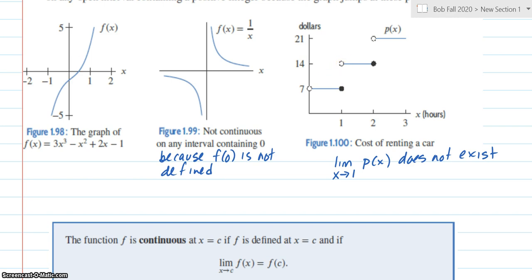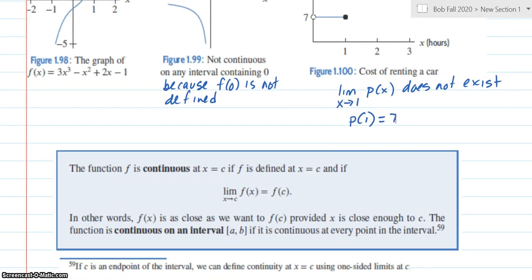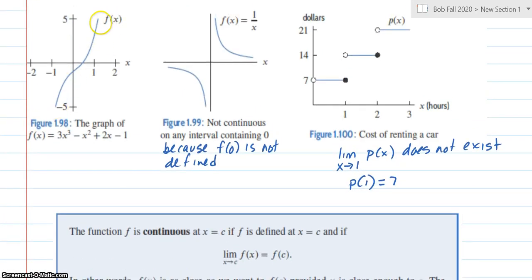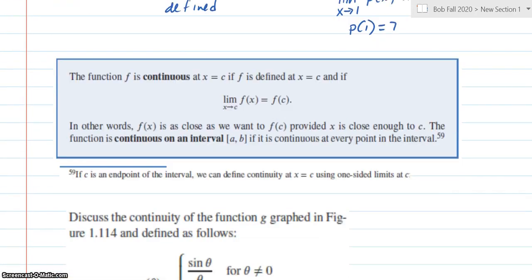That is going to be discussed more in the next section when we talk about left and right side limits. Because the left and right side limits exist, but the actual full limit does not exist. So obviously, it doesn't equal p of 1. P of 1, by the way, is defined, unlike the middle example. It is 7. But it does not equal the limit because the limit doesn't exist. It has to be defined, and the two have to equal each other. The polynomial here did do that.